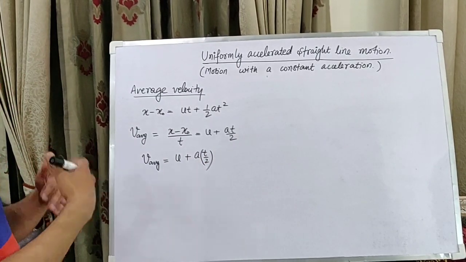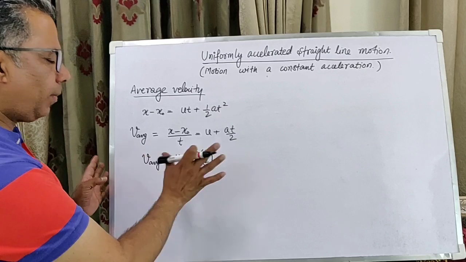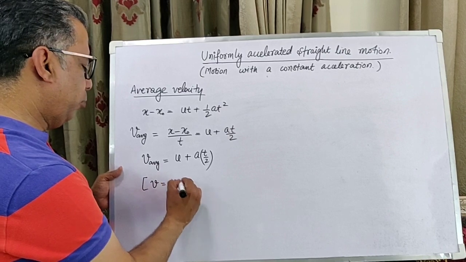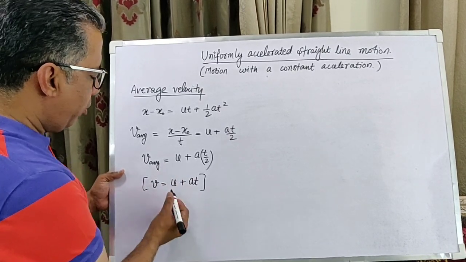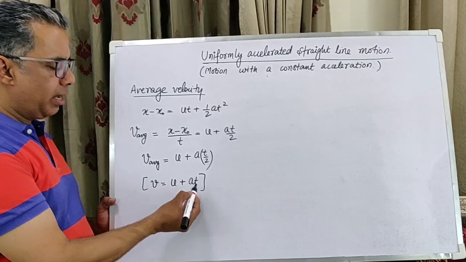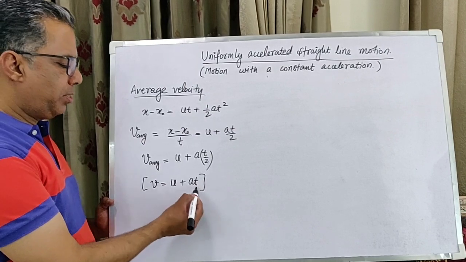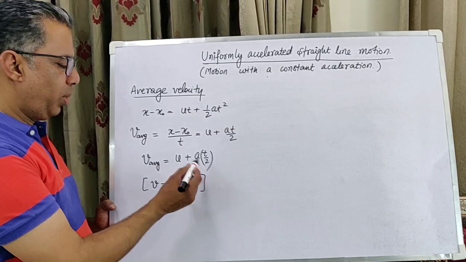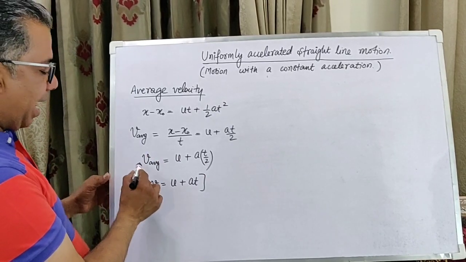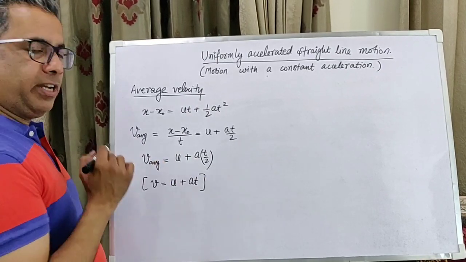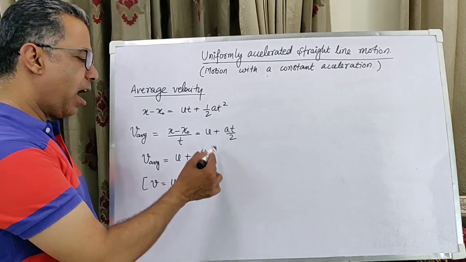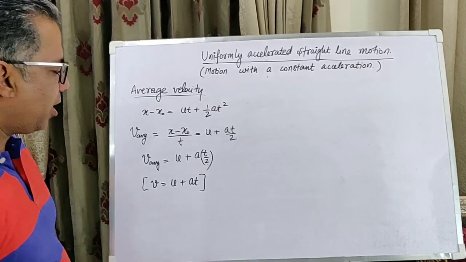Now you can compare this with the first equation of motion, which says v equals u plus at. Recall that u was the initial velocity, a is acceleration, t is time, and v is the velocity after time t. Now in this equation, if we replace t by t by 2, we end up with this equation, which essentially tells us that the average velocity during a given interval of time is the velocity at the midway point of the interval, or halfway point of the time interval.